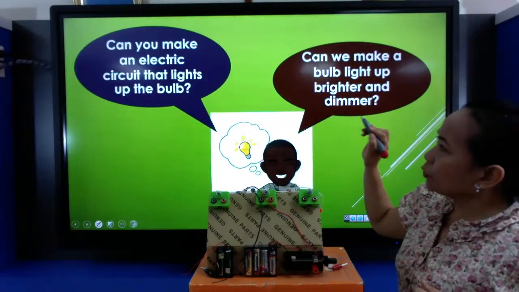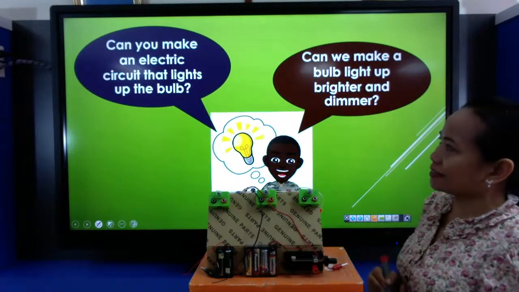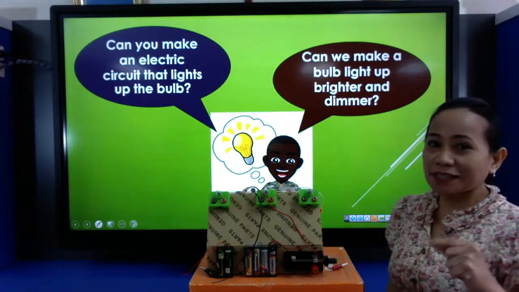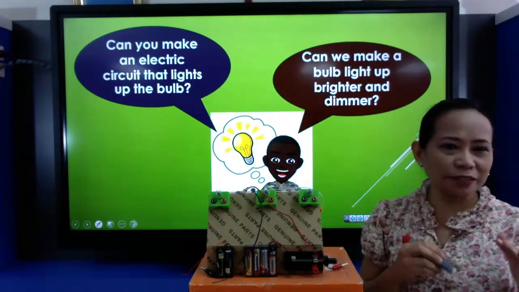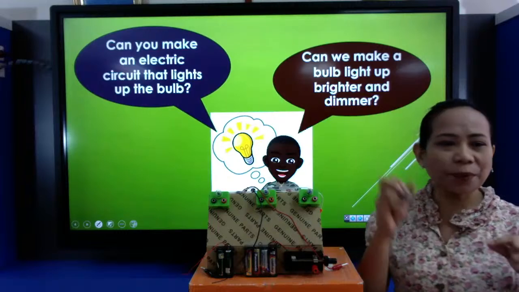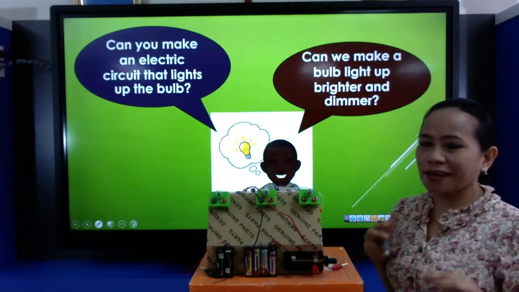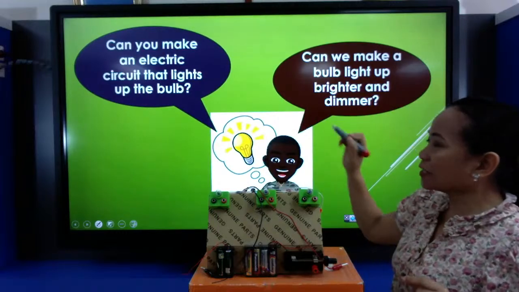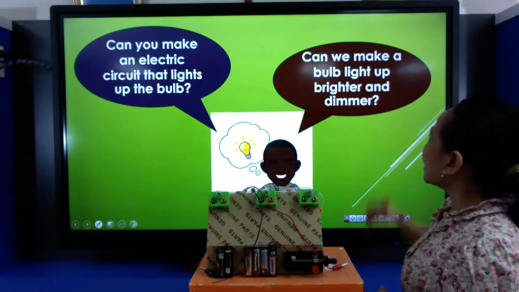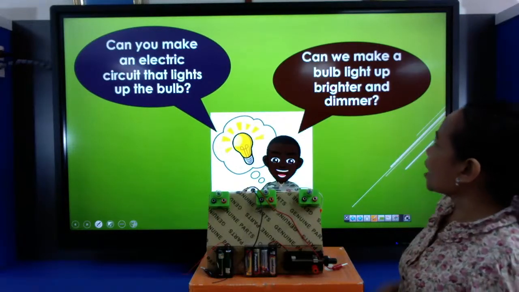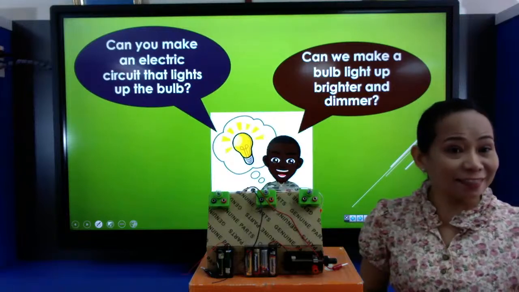First, can you make an electric circuit that lights up the bulb? So that is the first topic that we're going to learn. What is the proper way? How do we connect the components in order to light up the bulbs? And the second topic is, can we make the bulb light up brighter and dimmer?